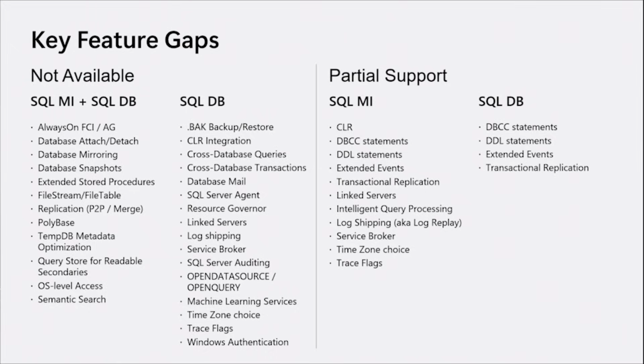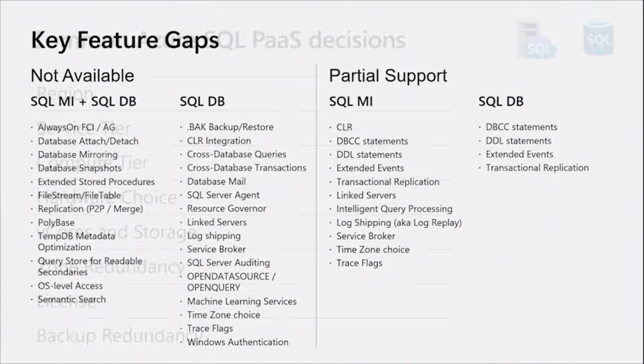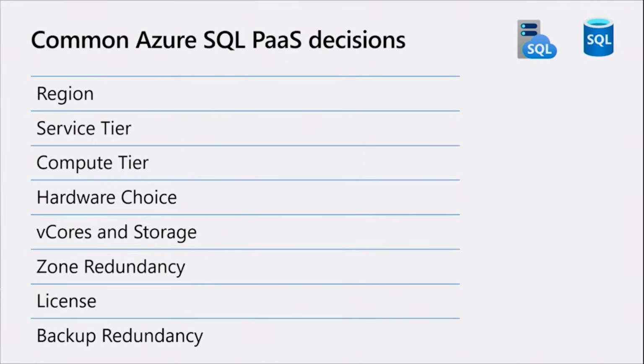So it's not just as simple as if you want to innovate, go to DB. If you want to migrate, you go to MI, right? You may want to innovate, but MI has the feature set that you actually need. So now that I've framed it that way, I want to think a little bit more in detail about the things that you might consider when you're trying to pick your PaaS offering.